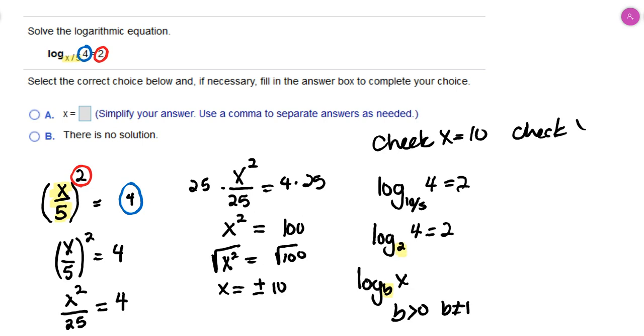And then we're going to check x equals negative 10. That would give me log of negative 10 over 2. Sorry, that's a 5.